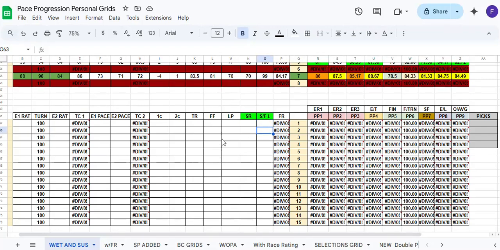And I'm going to go over a few of these races here. And hopefully you saw the video last night, so you can kind of compare what I was doing with the fitness rating then and now.